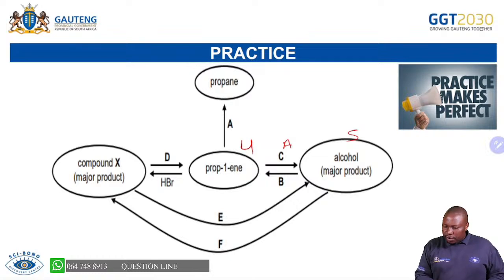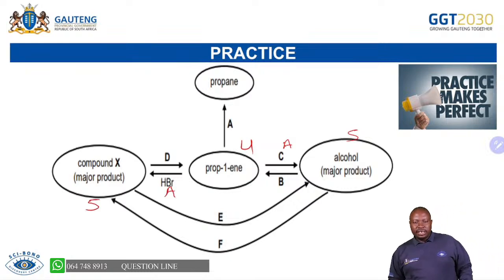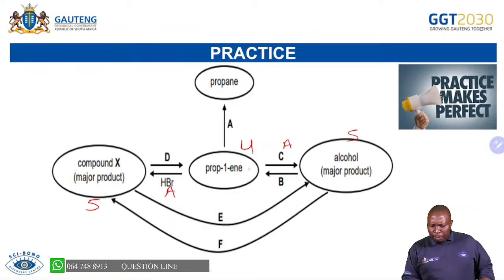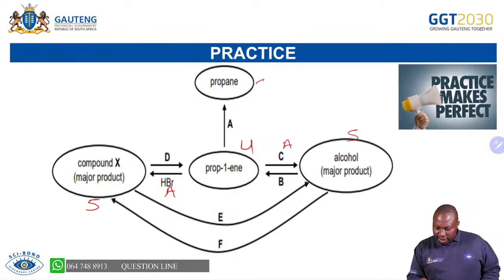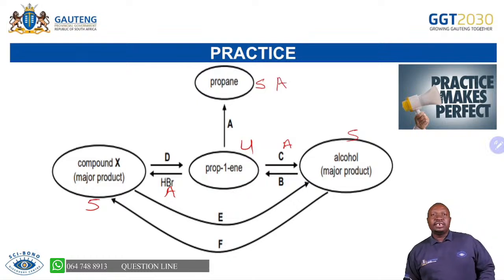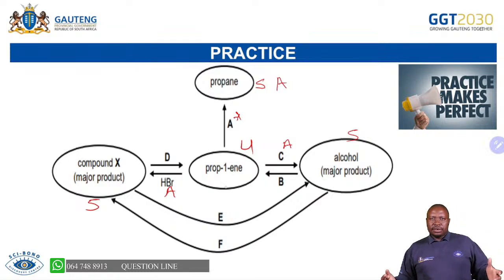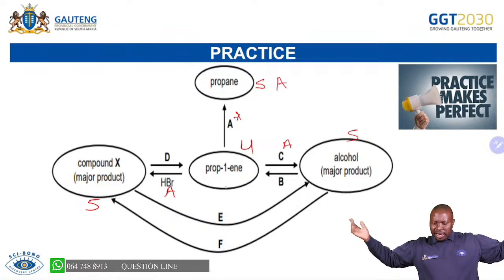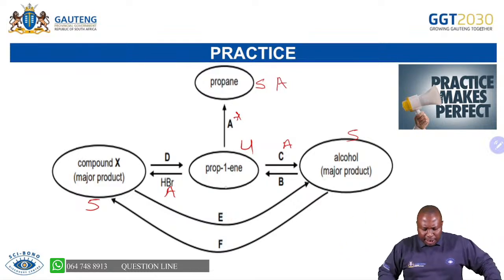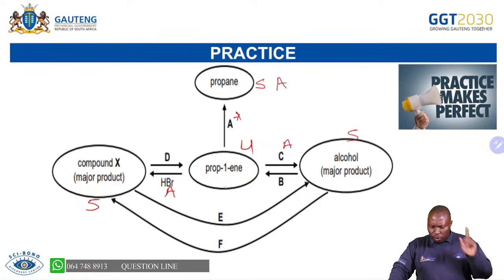This HBr, when coming from prop1-ene, as long as the arrow is coming from unsaturated, I know that the product is saturated and the type of reaction is addition. Prop1-ene forming propane, I know: unsaturated, saturated, the reaction is addition. So you are able to see that as long as the arrow comes from the double bond, that must be an addition reaction. Please, let's do well in this question.